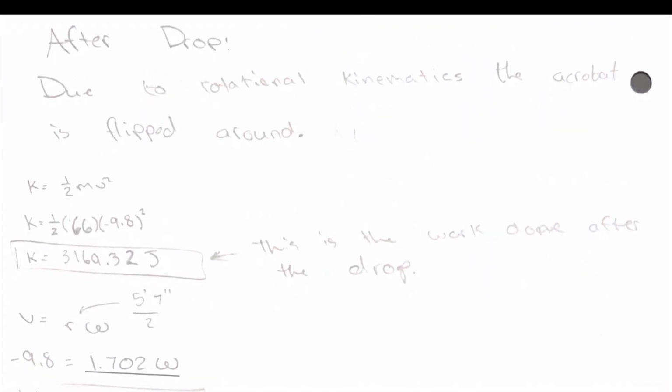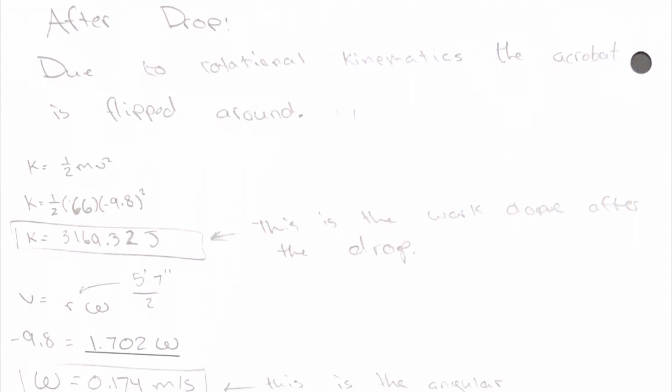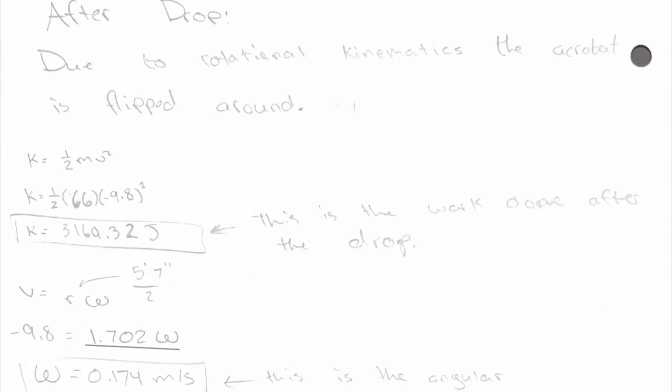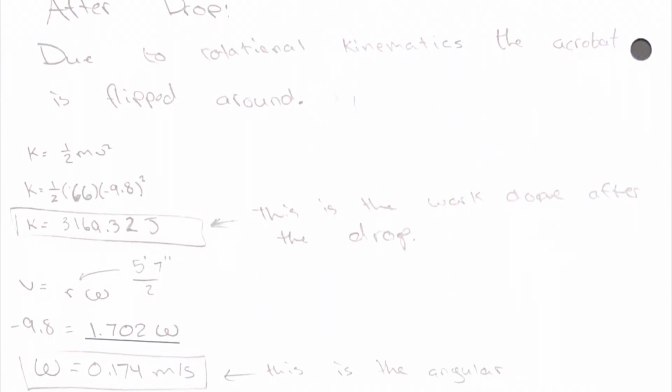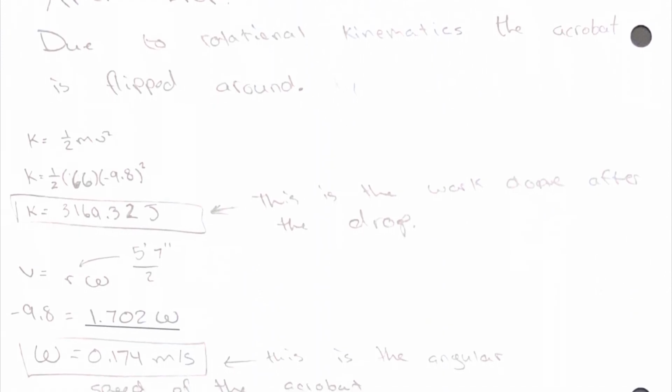After the drop, due to rotational kinematics, the acrobat is flipped around. The work done by the acrobat for the whole drop is equal to 1/2 mv squared, which is equal to 3,169.32 joules. This is the work done after the drop.